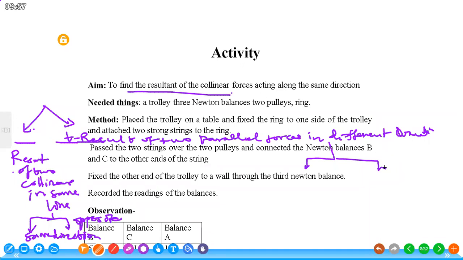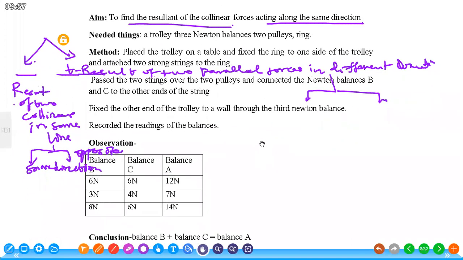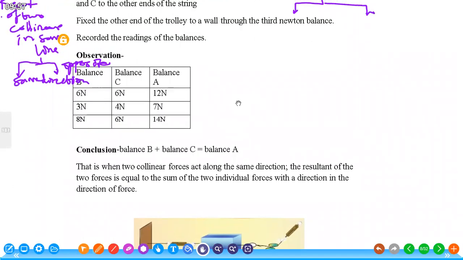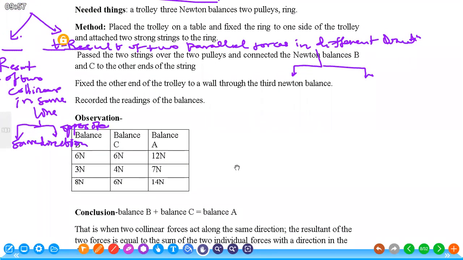The aim of the activity is to find the result of two collinear forces acting along the same direction. So the first one we observe in here. What are the observations you got? In the observation method, place the two strings, place the trolley on the table and fix the ring on one side of the trolley. I think you already did this practical in your past grade. And now we are going to move to the observations.